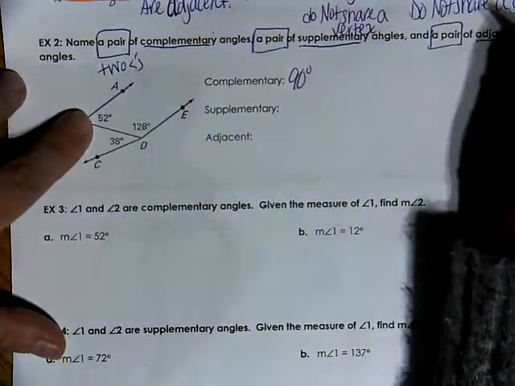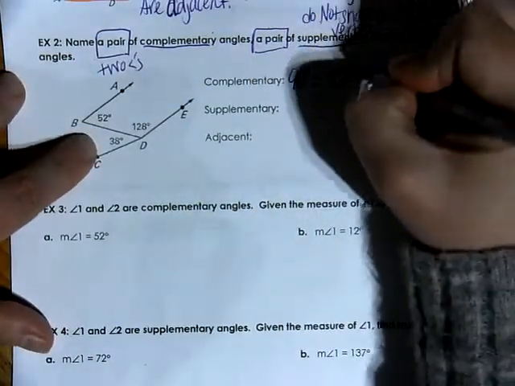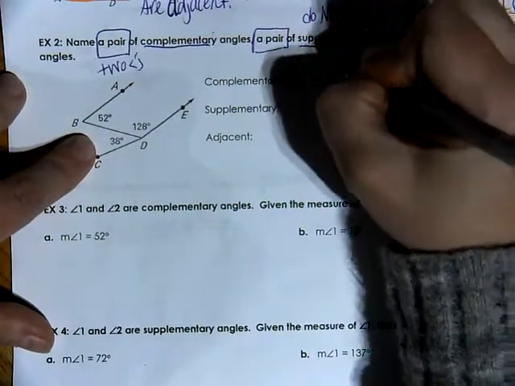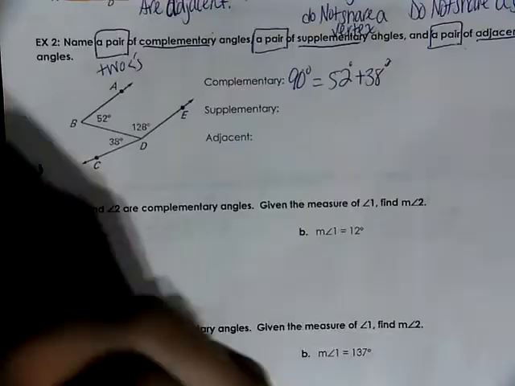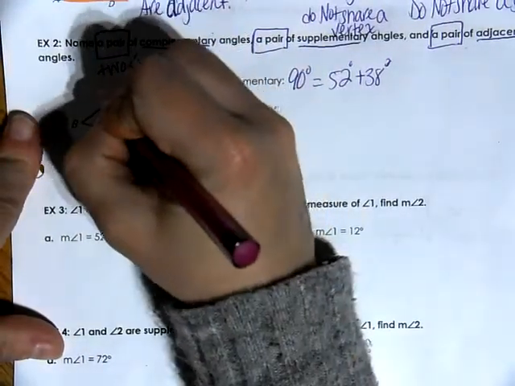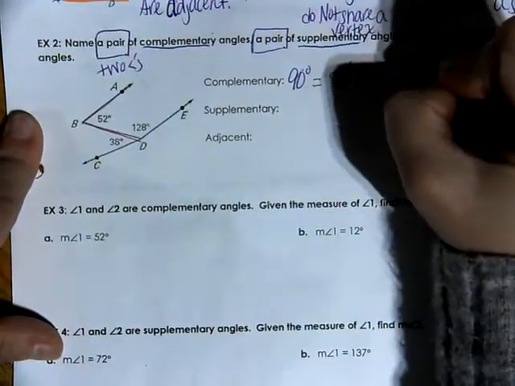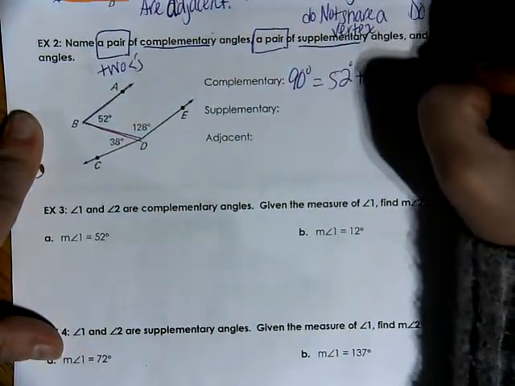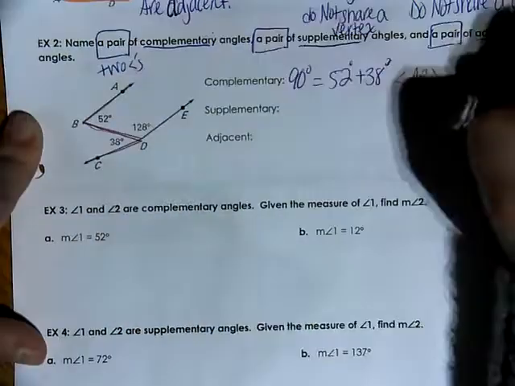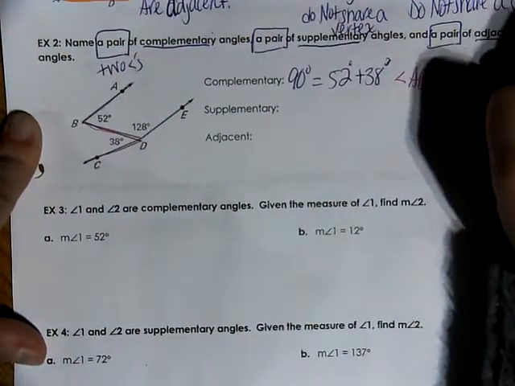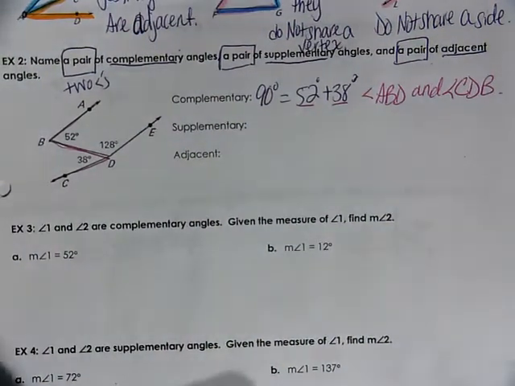And if I were to look at the smallest angles, I have 52 degrees plus 38 degrees, and they both add to equal 90 degrees. So where do those angles come from? Well, we have angle ABD, so we're going to say angle ABD, and angle CDB. That's where 52 and 38 came from, and we're just giving them a name.